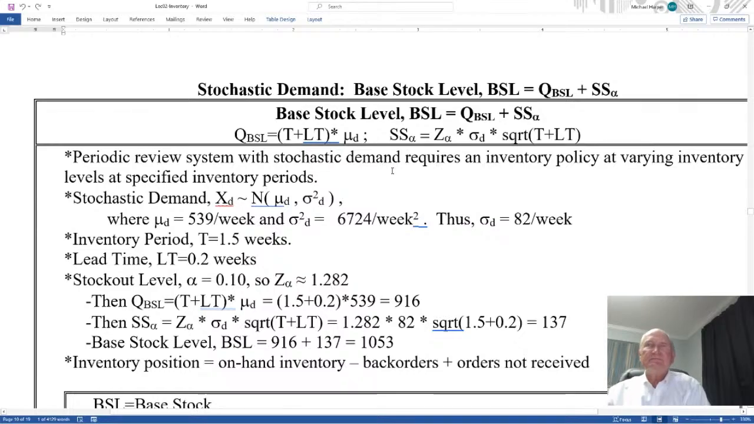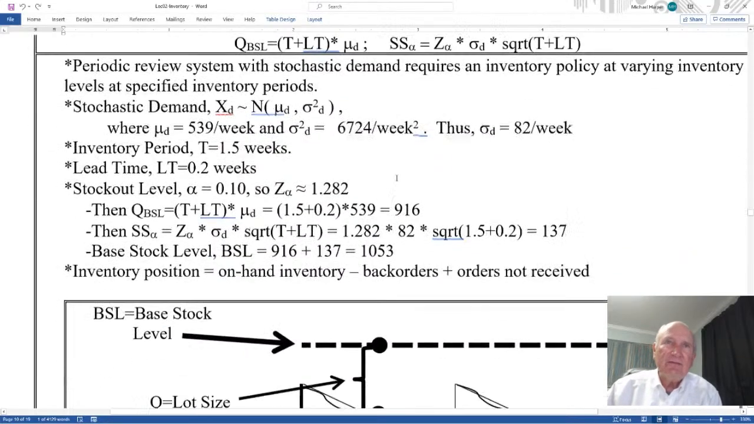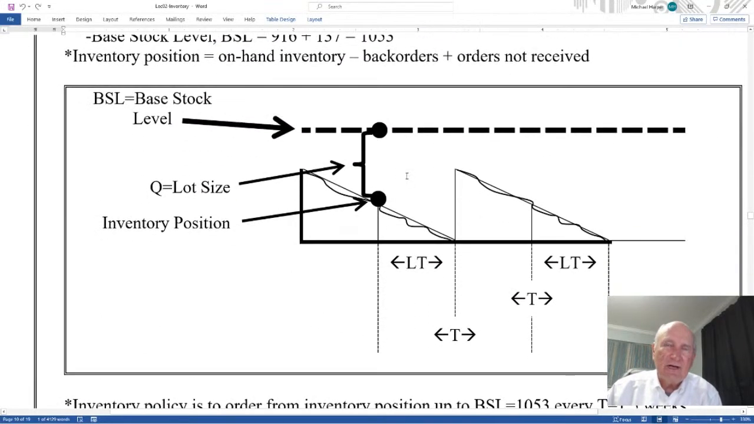Base stock level. Now the base stock level is different. I just want to give you the concept here. Again, I'm not going to do the derivation. I kind of got tripped up last time I started going into the derivation. I didn't want to do that. Here's a concept.